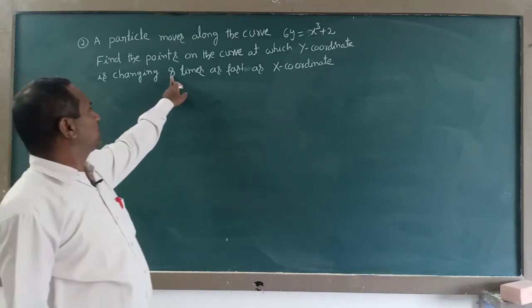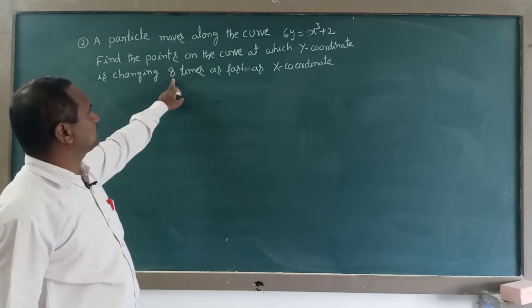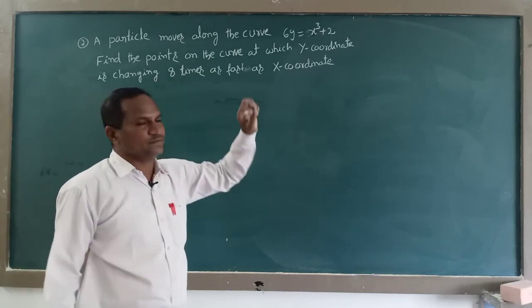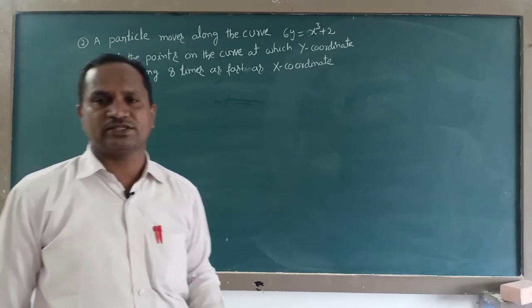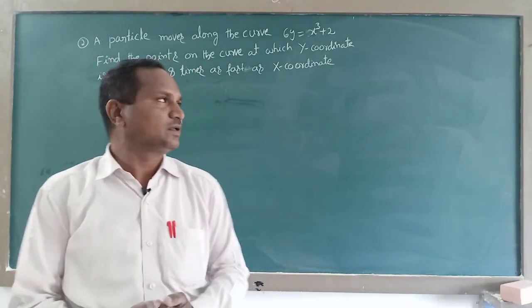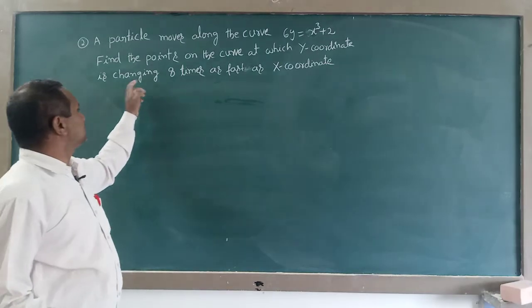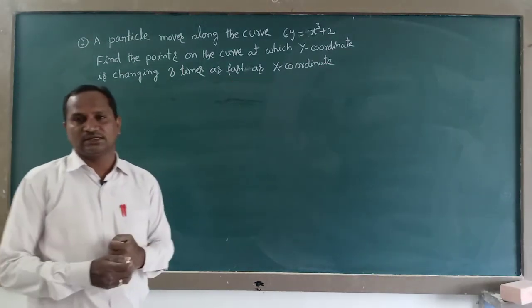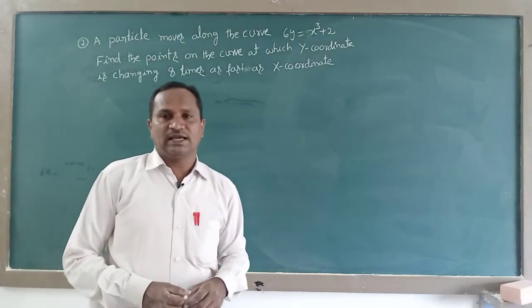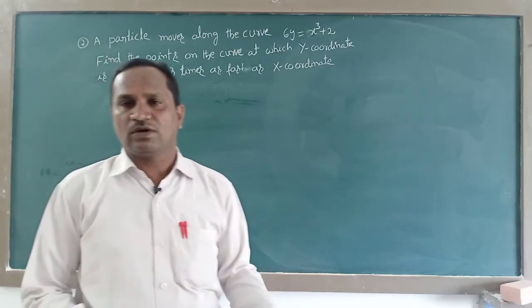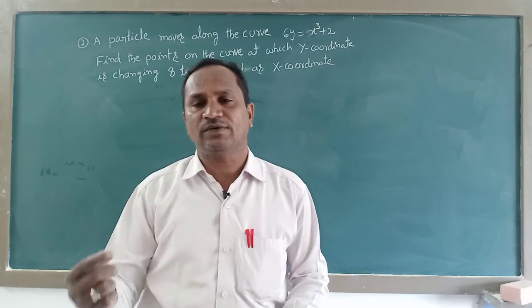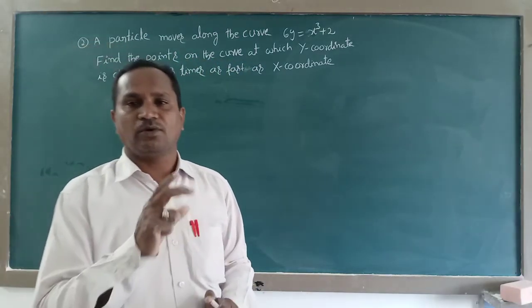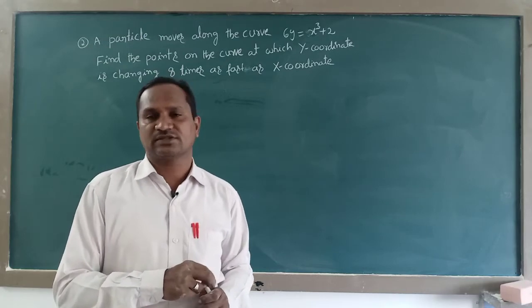The rate of change of x, one time; the y coordinate changing one time, dy by dt, is equal to 8 times the rate of change of x coordinate they are giving here. See here, the y coordinate is changing 8 times as fast as the x coordinate. That is, one time the rate of change of y coordinate is equal to 8 times the rate of change of x coordinate. But what are the points on that curve they are asking here?